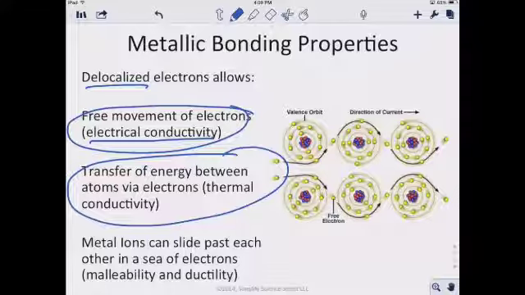And then metal ions can slide past each other in a sea of electrons. That's why metals are very malleable. We can pound them into sheets or put them into wires because they can flow around each other. You can think of these electrons as flowing and sharing in a sea of electrons. It's different than covalent, because in covalent bonding the electrons are actually stuck in that bond. In metallic bonding, they just flow really easily.